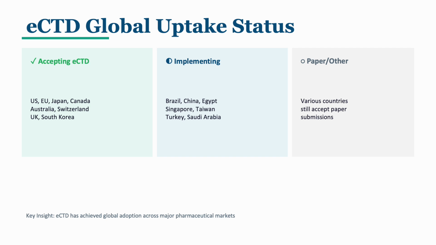Countries shown in blue are in the process of implementing eCTD requirements. This includes Brazil, China, Egypt, Singapore, and several others. The key insight here is that eCTD has achieved remarkable global adoption, meaning pharmaceutical companies can use essentially the same submission format across the world's major regulatory markets.